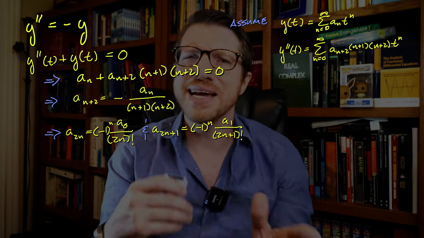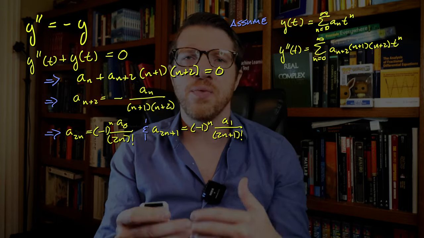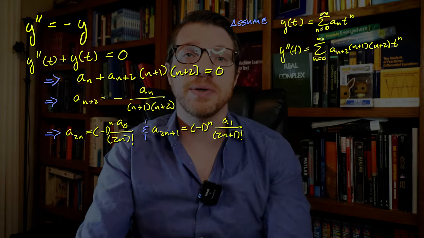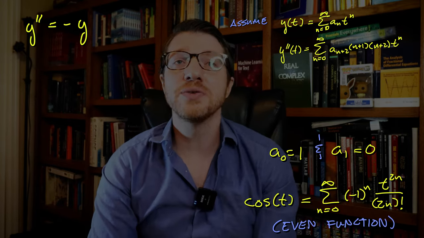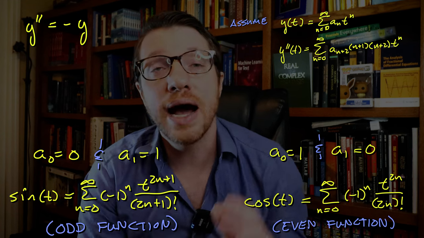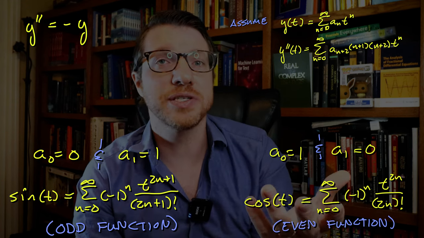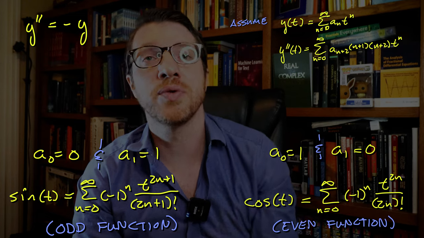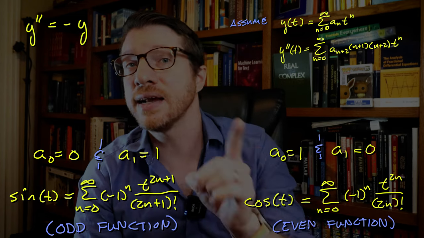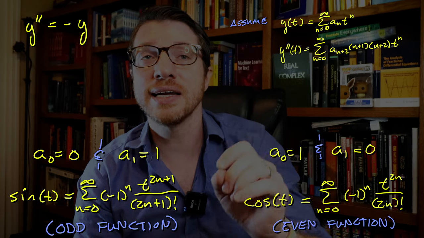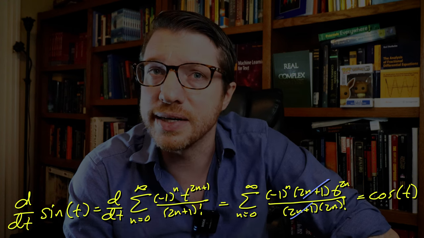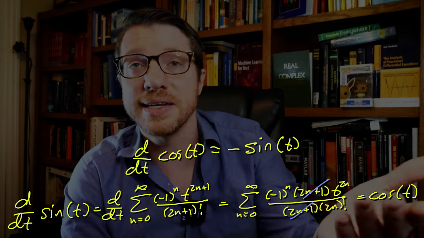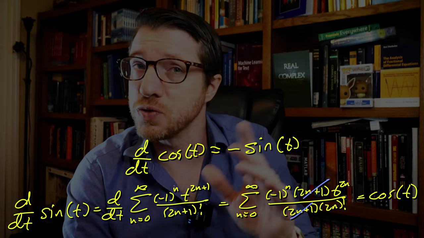If we take a_0 equal to 1 and a_1 equal to 0, then the power series becomes this, and we call this cosine. Swapping those values gives us what we call sine. Now, what we have shown is that any power series solution to the differential equation y double prime equals minus y can be written as a_0 cosine of t plus a_1 sine of t, where cosine and sine are as we define them. Notice also that the derivative of our sine is our cosine, and the derivative of cosine is minus sine, both of which follow from the power series representations.